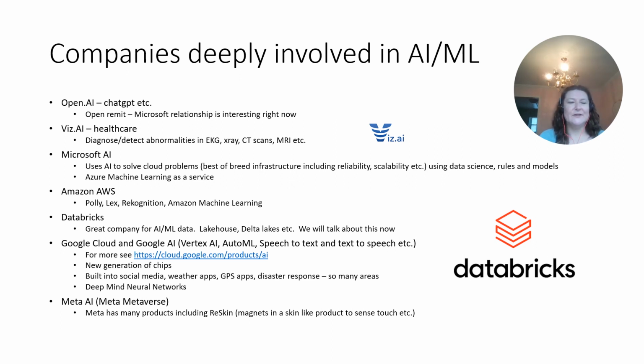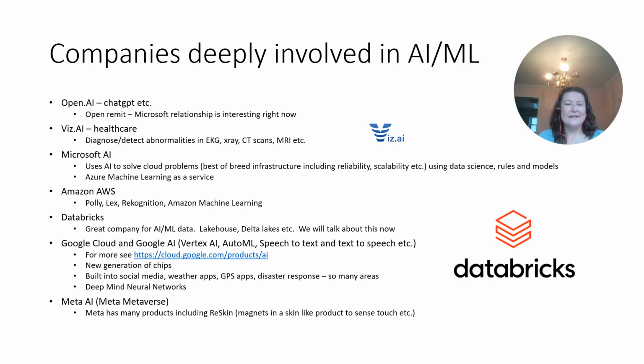Google Cloud has Google AI, Vertex AI, AutoML, speech to text, text to speech, and others. I talked about the new generation of chips. They've all got that now. So all three clouds now use the NVIDIA chips. Google Cloud builds AI and ML into all their social media, their weather apps, their GPS apps, disaster response, so many areas. They have DeepMind neural networks, which some would argue are the best neural networks.